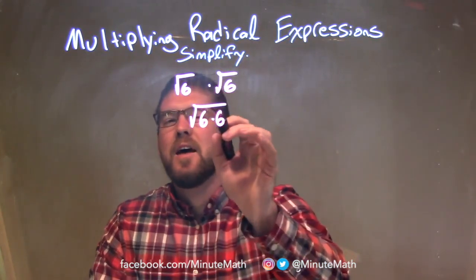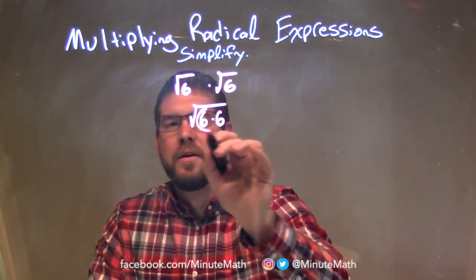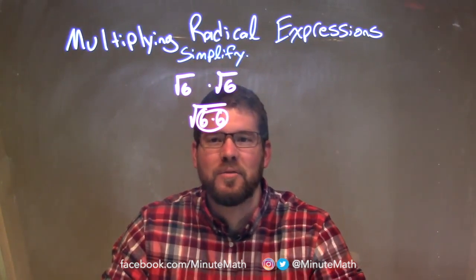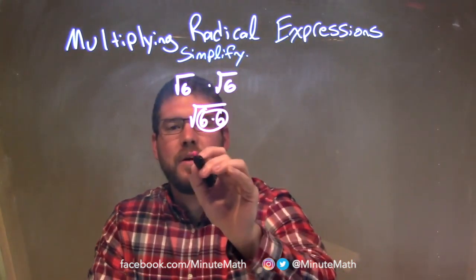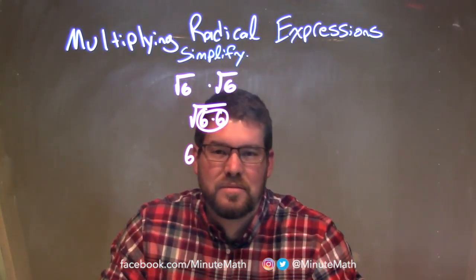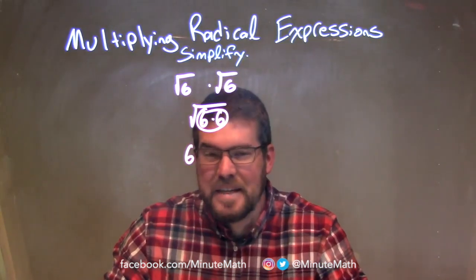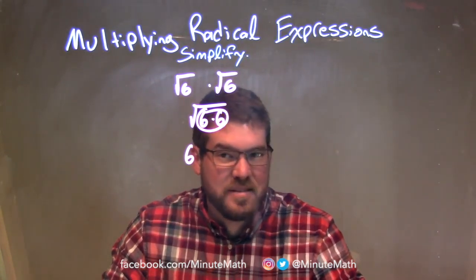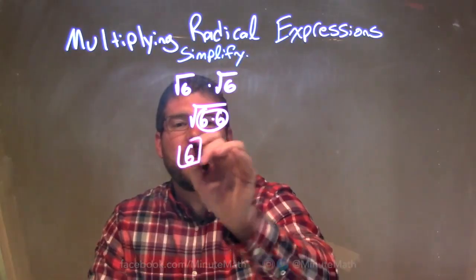Well, I see a pair of 6's here. Those pair of 6's we can just put on the outside of the square root, and then there's nothing left inside the square root. And so we don't put anything, we leave it. There's nothing there. And so we're done. That's it. That's just 6.